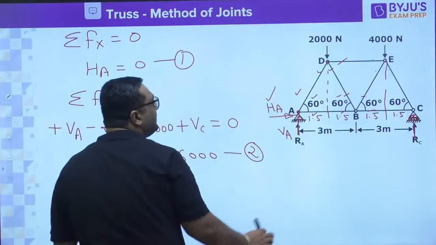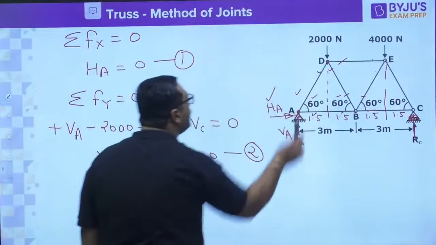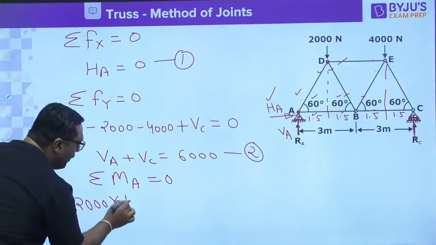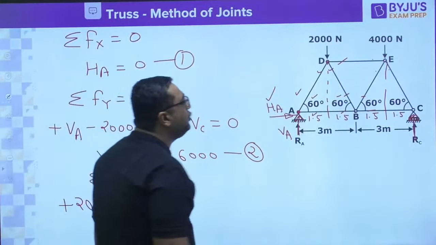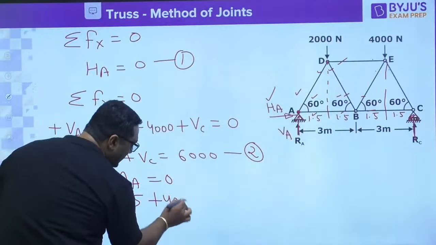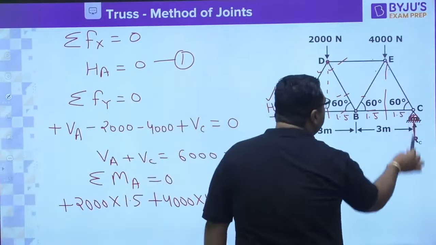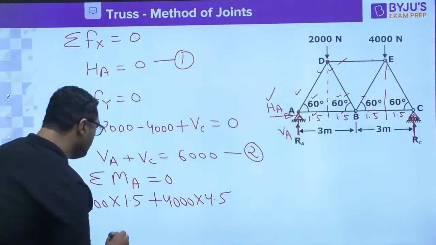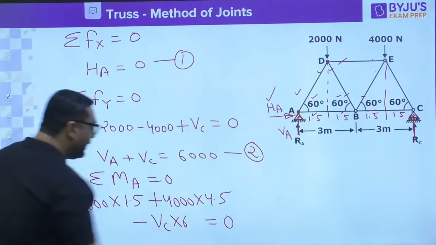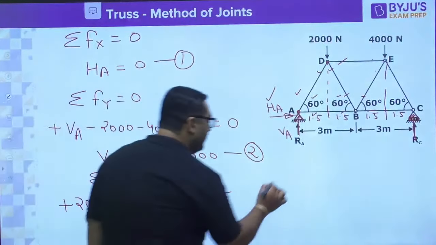So you know that this 2000 is acting at 1.5, and this is creating a couple in clockwise direction. So we will say plus 2000 into 1.5. Then you have 4000 at a distance of 4.5, so plus 4000 into 4.5. Then this RC or VC is acting at a distance of 6. So you will say minus VC into 6 equals 0. Then with 2000 into 1.5 and 4000 into 4.5, you will get the value of VC.